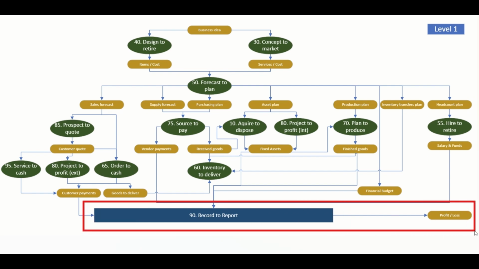And the last scenario on this slide is record-to-report, ID 90. Initially, the process receives its plan, financial budget, from forecast to plan. Throughout the year, all processes related to supply chain execution create financial transactions in the general ledger. Record-to-report adds additional transactions, performs financial reporting, and at the end of the financial period, calculates the financial results for the company.